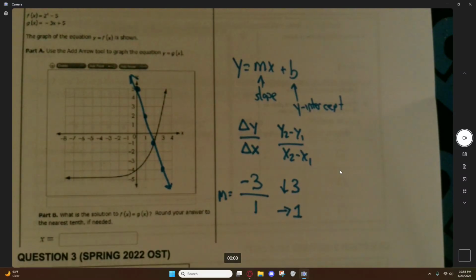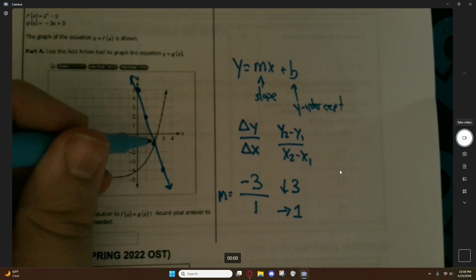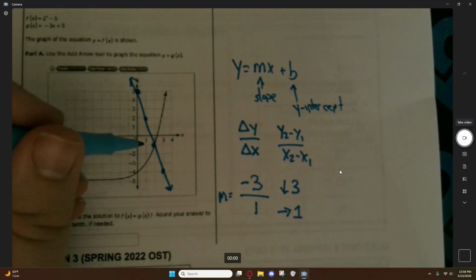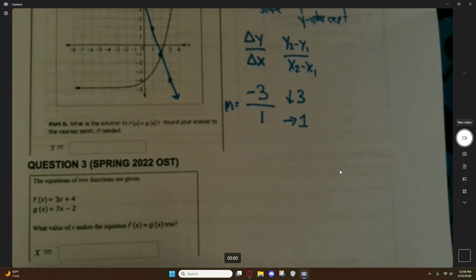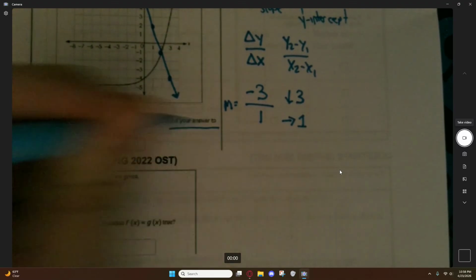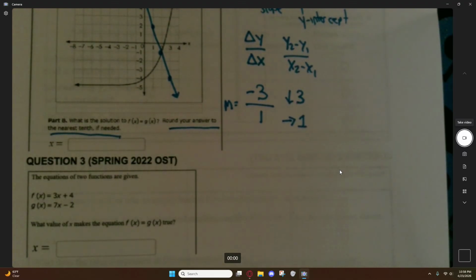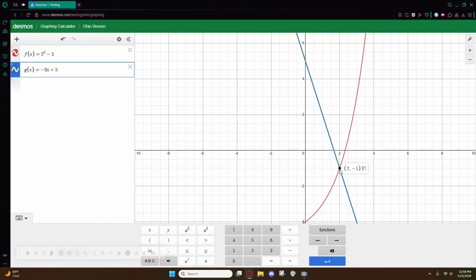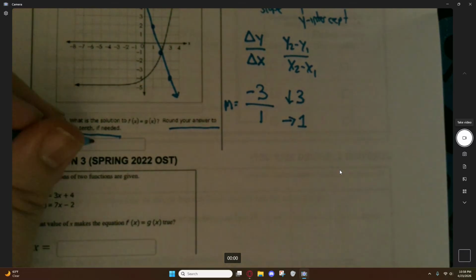2 comma negative 1. And I could have told you it would be 2 comma negative 1 based off this graph. The reason I checked was because this says round your answer to the nearest tenth. And even though it says if needed, that rings bells to me that it's possibly a decimal. And with a manual graph, I can't accurately draw decimals. So I'm going to double check it in Desmos. So my x value is 2, so it is x equals 2.